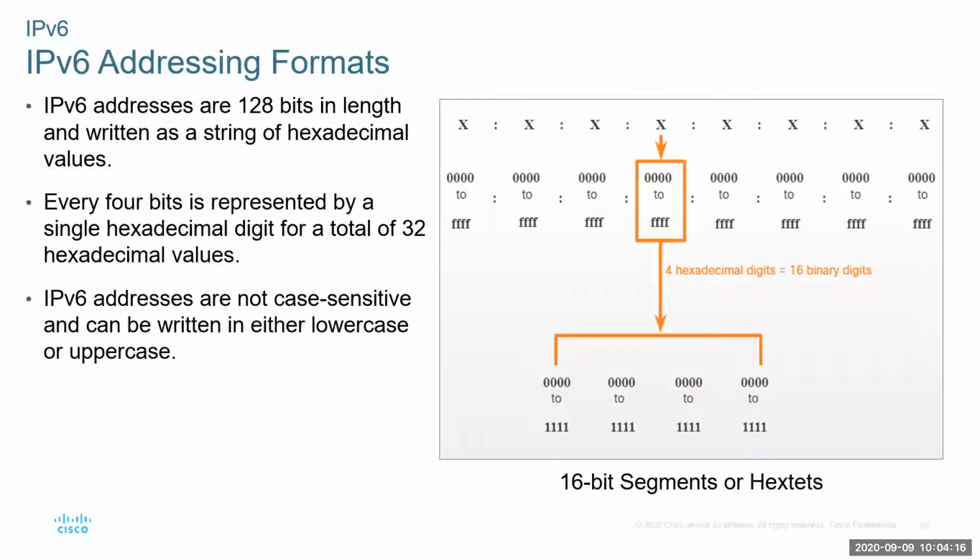All right, so IPv6 is a little bit different in that you have 128 bits in length and it is usually written as a string of hexadecimal values, as opposed to the standard decimal that you'll see with IPv4. Every 4 bits is represented as a hexadecimal digit, for a total of 32 hexadecimal values. An IPv6 address is not case sensitive, and therefore it can be written with either uppercase or lowercase letters. Again, the letters are part of your hexadecimal, so A through F.